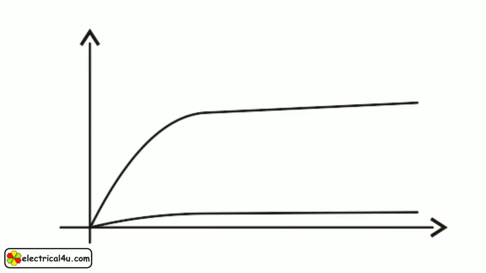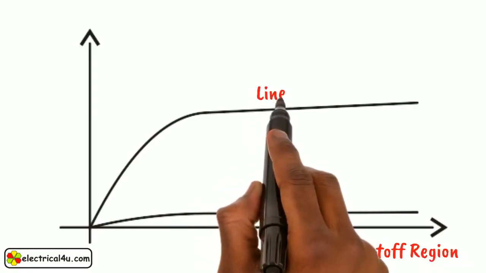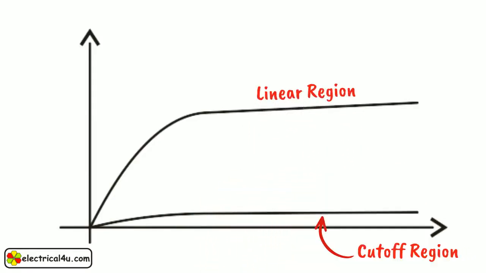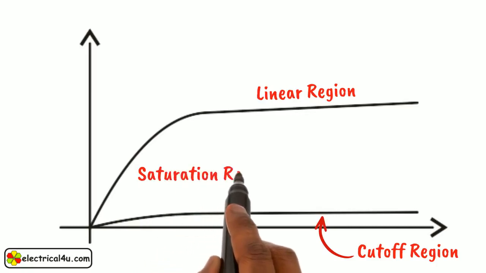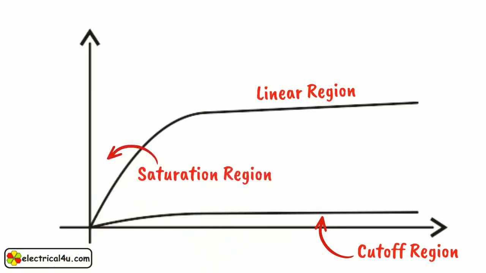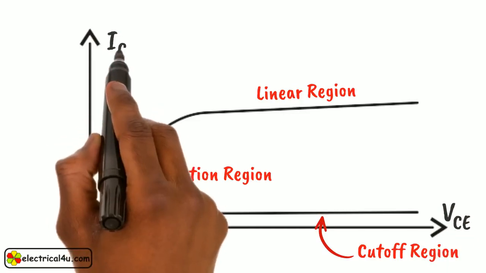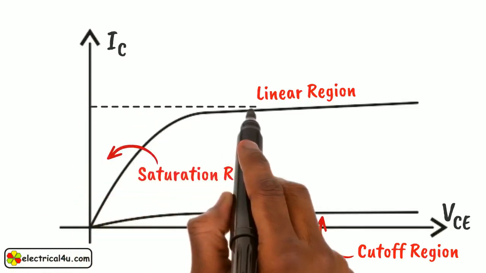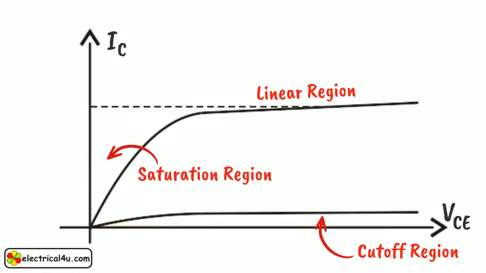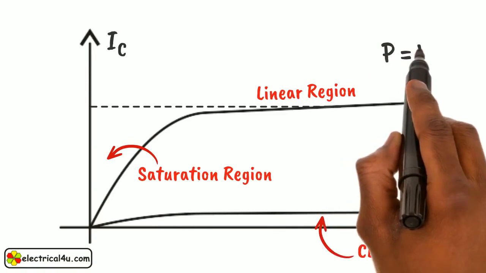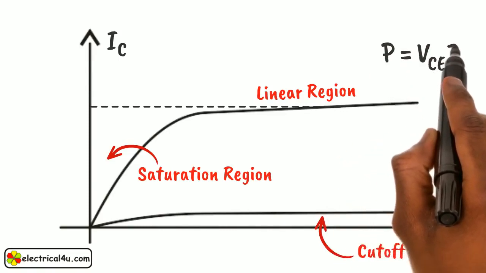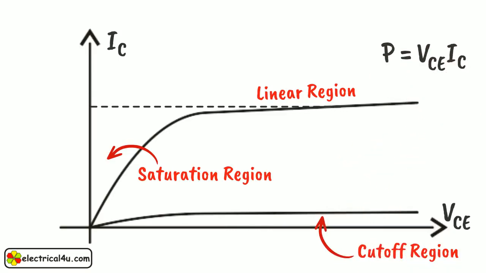In a transistor characteristic, there are three regions. They are cutoff region, linear region, and saturation region. In linear region, for a wide range of collector-emitter voltage VCE, collector current IC remains constant. As the voltage has a wide range and collector current is almost constant, there will be significant power loss if the transistor is operated in this region.